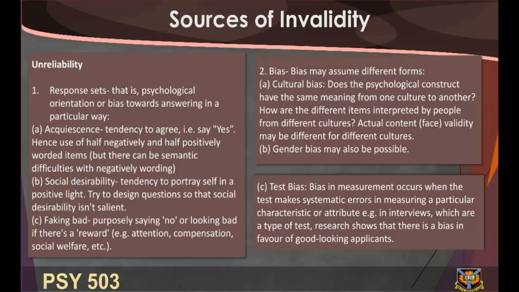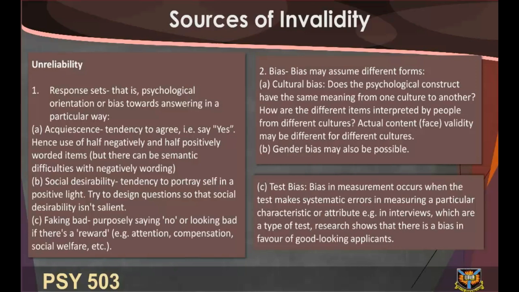B. Social desirability, tendency to portray self in a positive light. Try to design questions so that social desirability isn't salient. C. Faking bad, purposely saying no or looking bad if there is a reward, e.g., attention, compensation, social welfare, etc.